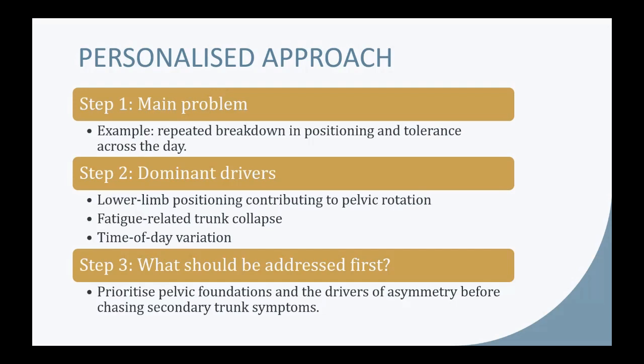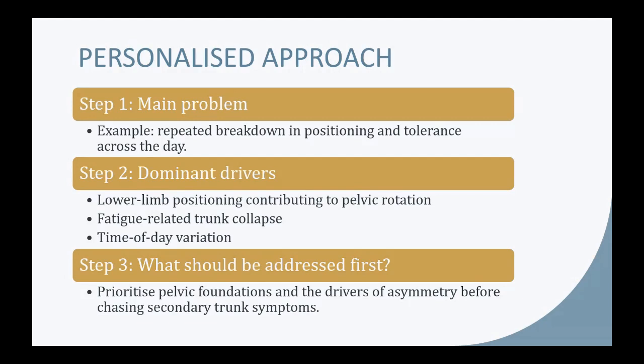So step one, having a look at defining the main problem. At first glance, James is presenting with some obvious severe challenges: recurrent sliding, that breakdown in positioning, the tolerance across the day. We could see pelvic asymmetry, trunk instability and pelvic instability, and the positioning of the lower limb. So that real difficulty maintaining midline. And visually, that seems pretty obvious when we look at James and how he presents in front of us. If we simply list all of those things, that's just an observation. It's not a problem statement.